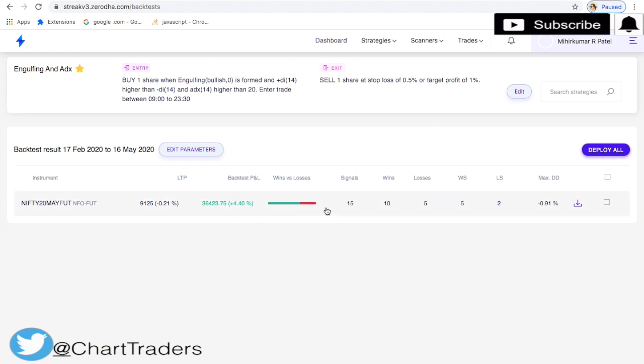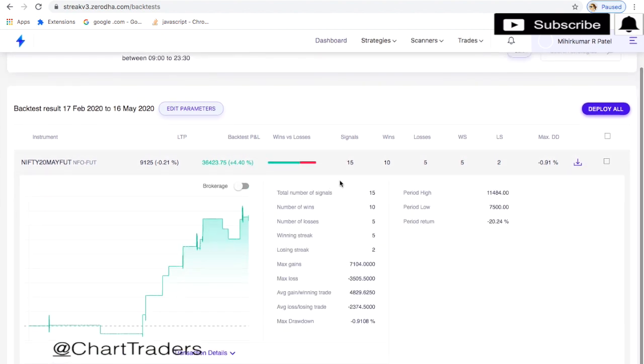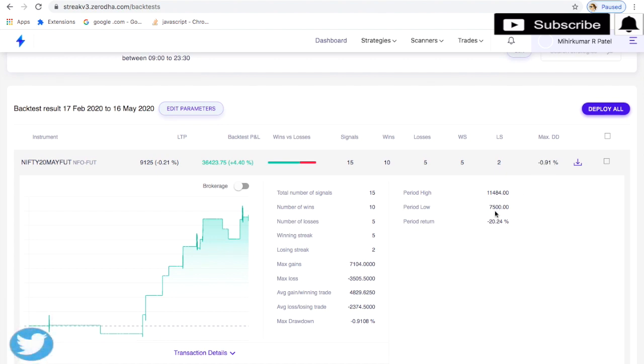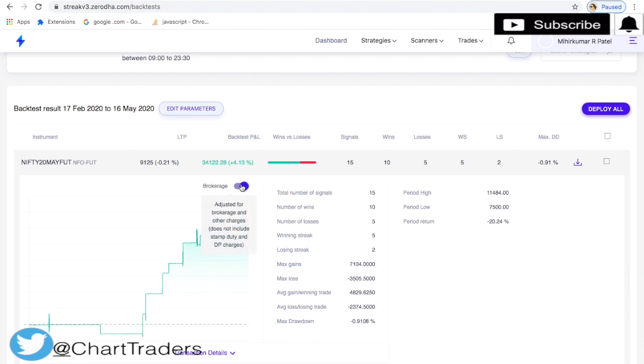So now around 15 signals are generated. Out of 15, 10 are wins and 5 are losses. The maximum gain is 7,000 and the maximum loss is around 3,500. The max drawdown is less than 1 percent. The period return is minus 20 percent, from 17 Feb to 16 May, but in this period we are earning plus 4 percent. If you remove the brokerage, the profit is around 34,000.